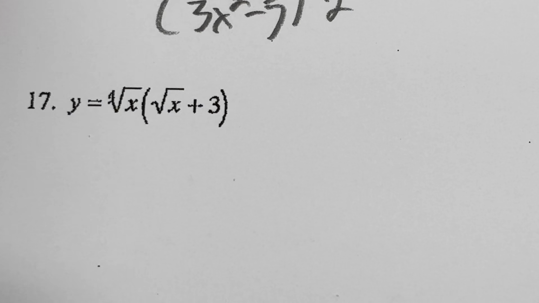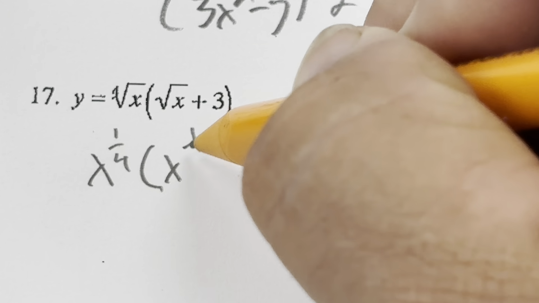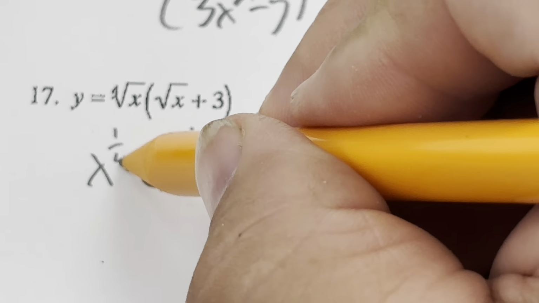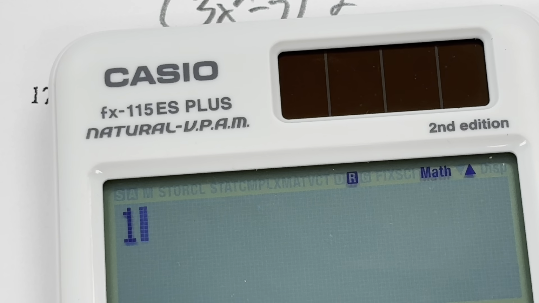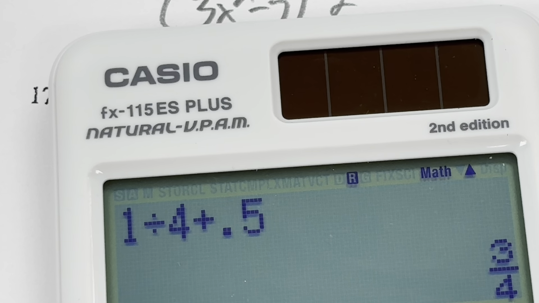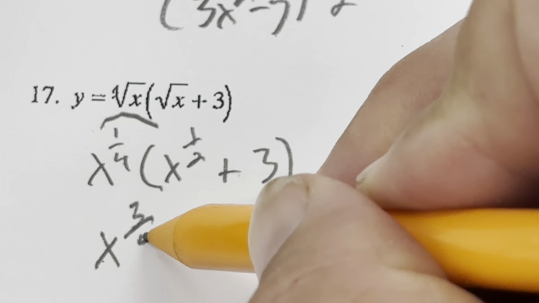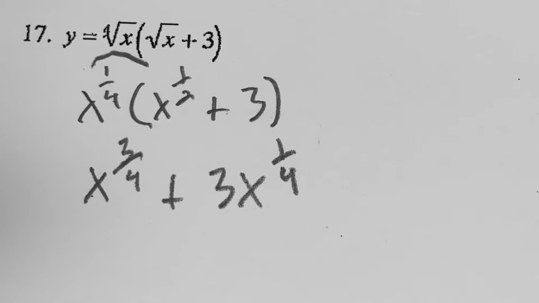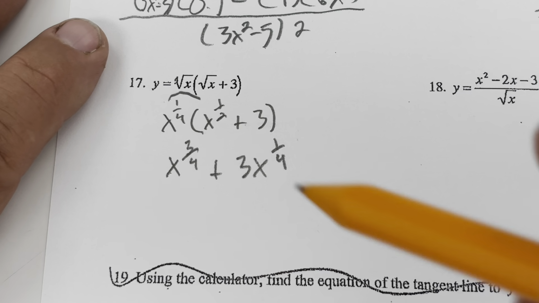I'm going to change them all to rational exponents, so that's x to the 1/4 times x to the 1/2 plus 3. Distribute that, so 1/4 plus 1/2. 1 divided by 4 plus 0.5 equals 3/4. So when I do this times this, that's going to give us x to the 3/4 plus 3x to the 1/4. And now let's just do the power rule, and then convert it back to a radical.